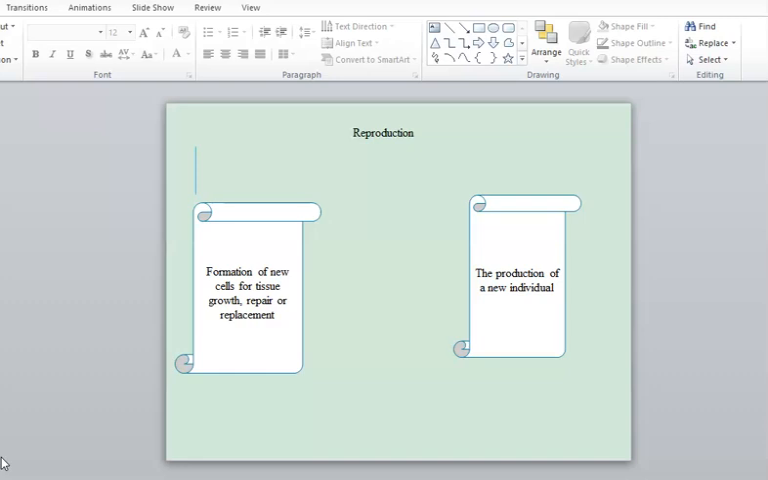But the production of a new individual involves fertilization of an egg by a sperm cell to form a zygote, which is then followed by repeated cell divisions and differentiation of these cells. The formation of the egg or the sperm cell involves another type of cell division called meiosis. So these are the 6 life processes which differentiate living organisms from non-living organisms.